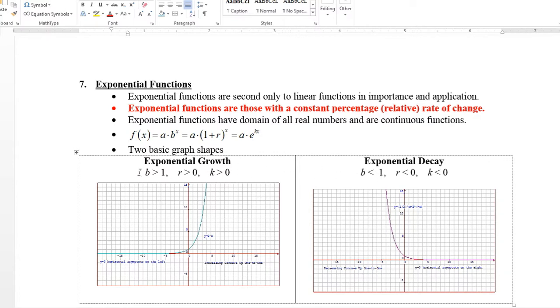So exponential growth is increasing, exponential decay is decreasing. The only other really possibility you would have is a base equal to 1. And a base equal to 1 really is not an exponential function because that's really just a constant function. So we don't really count that as an exponential.